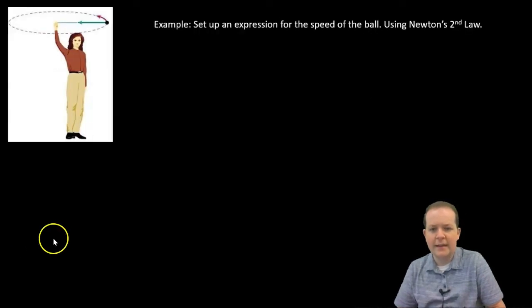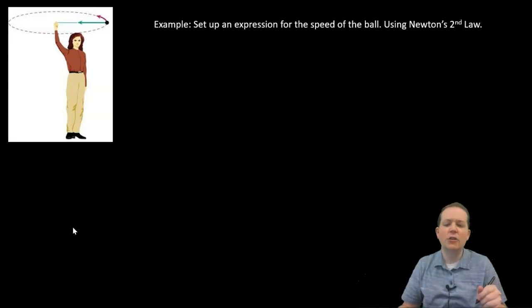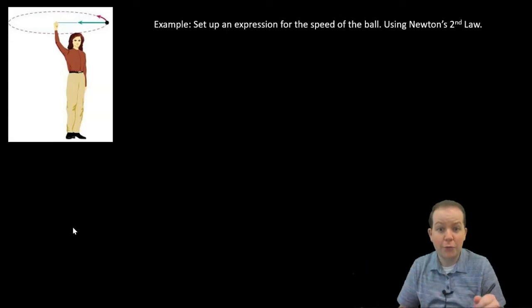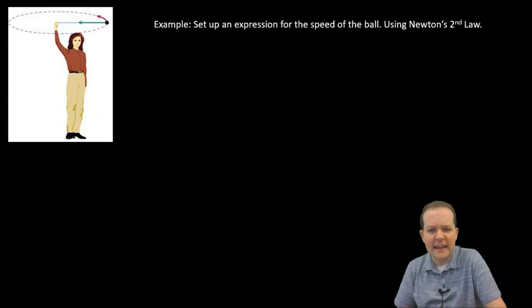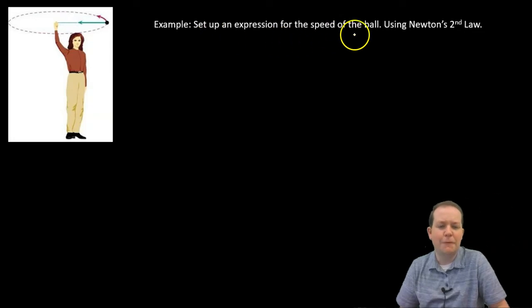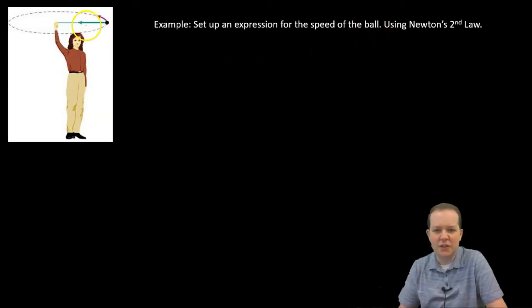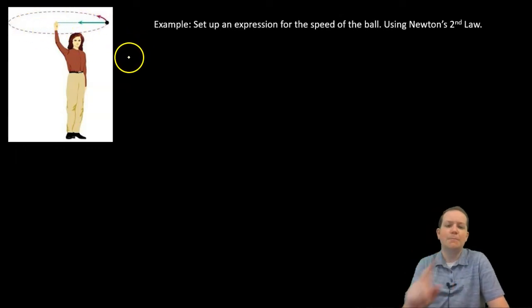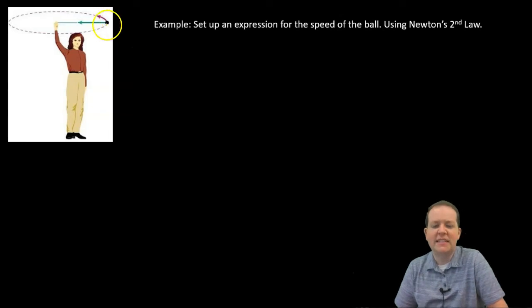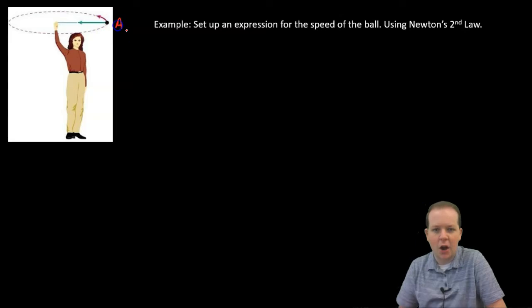All right? Now, that's enough of me going over ideas. They're a little vague. Let's actually work through a sample problem. It says right here, set up an expression. We're not going to actually calculate any numbers, but let's set up an expression for the speed of this ball using Newton's second law. What I have right here is that same picture. This girl is swinging this ball in a horizontal circle. Let's assume it's perfectly horizontal, and let's set this up for the object when it's right here. Let's call this location A, all right?